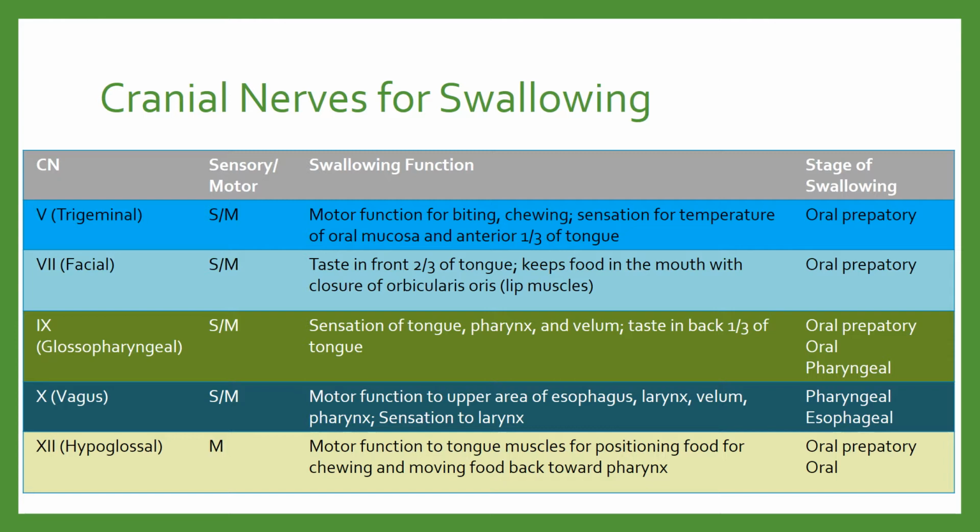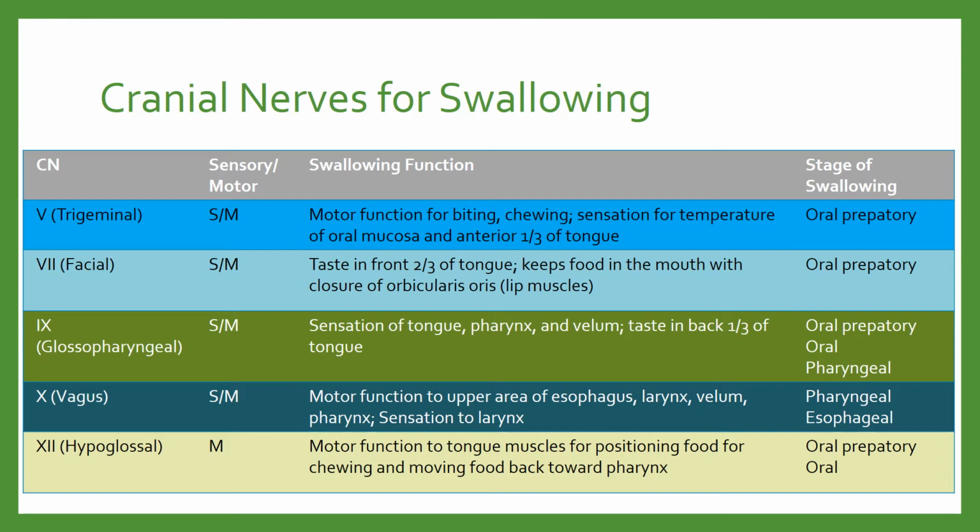It helps close the velum during the swallow, and helps squeeze the muscles of the pharynx closed to help push food down into the food pipe. It also gives us sensation to the larynx, so this tells us if anything is going into the airway and gives us a cue to cough to get it out of the airway. So it's important for the pharyngeal and esophageal phase of the swallow.